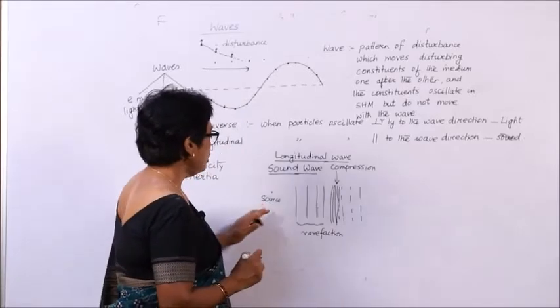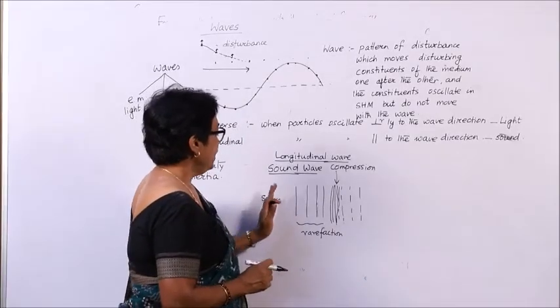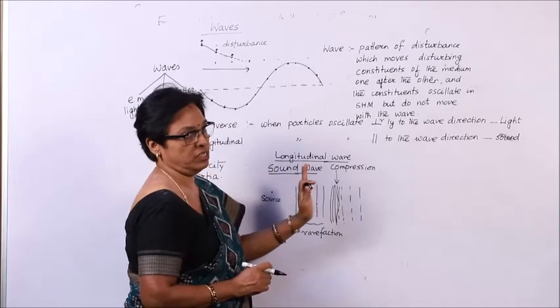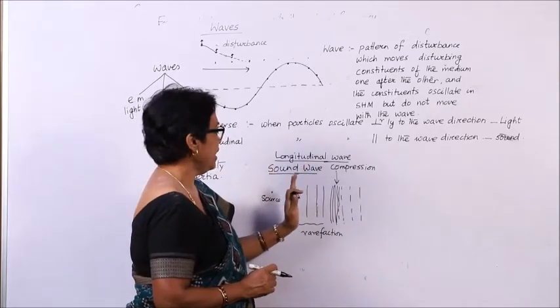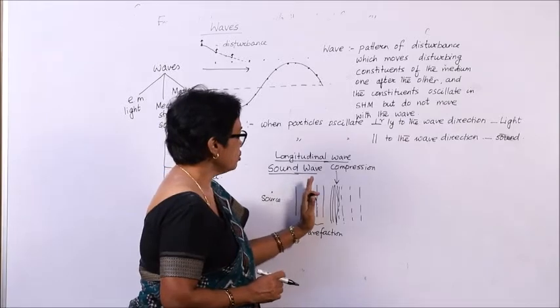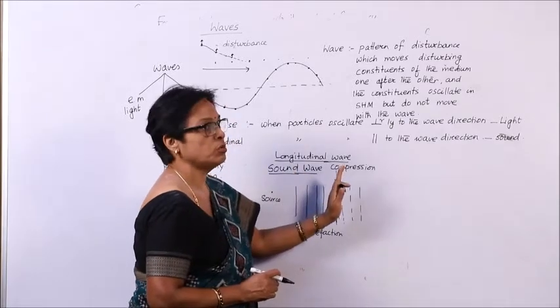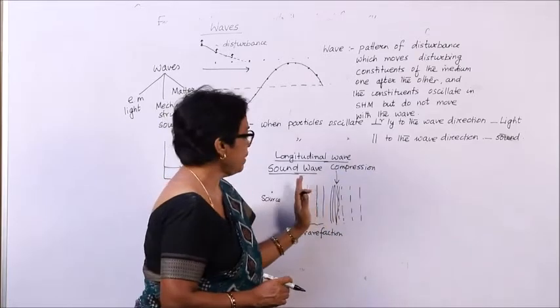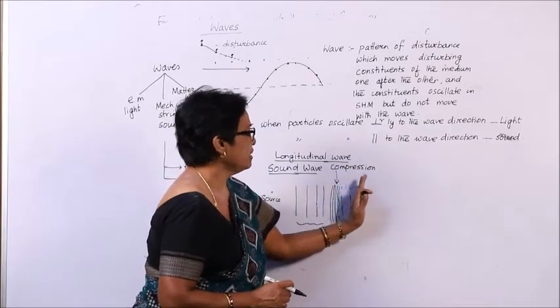So, when sound is produced by a source, it compresses the air near it, it pushes the air near it. Because it pushes the air near it, each layer pushes the next, which pushes the third, the fourth. In this manner the layers get compressed.